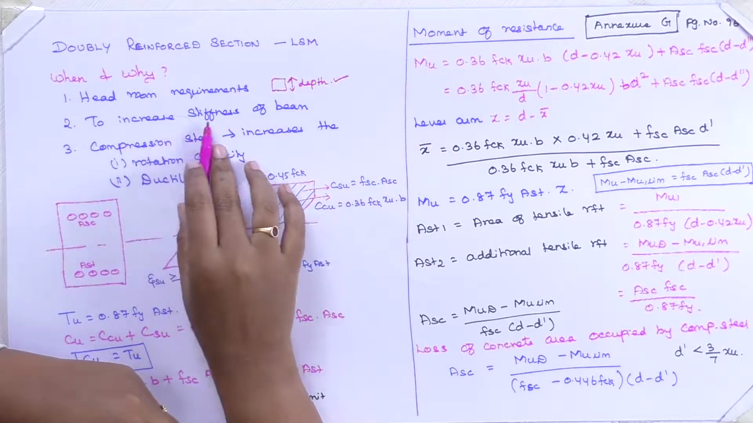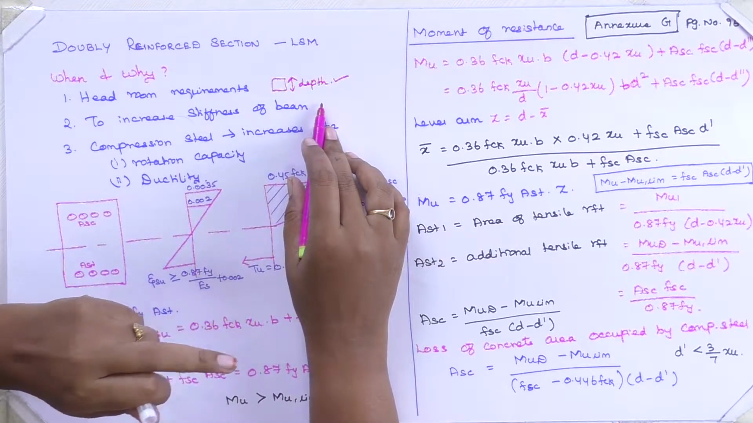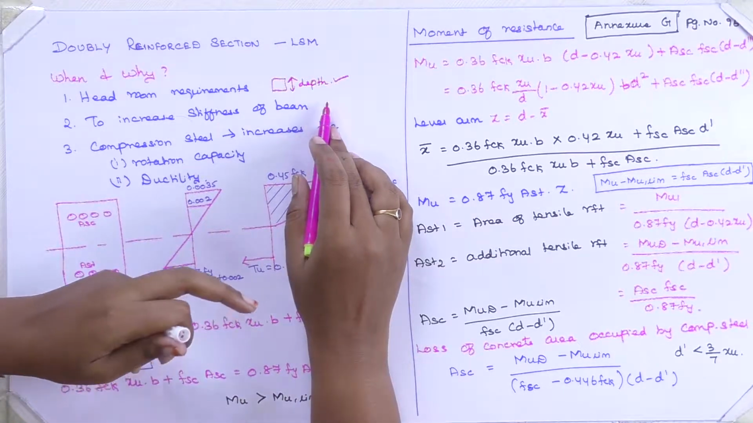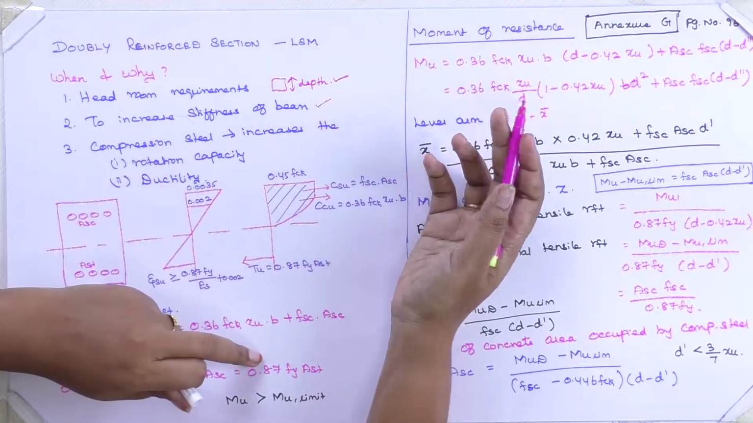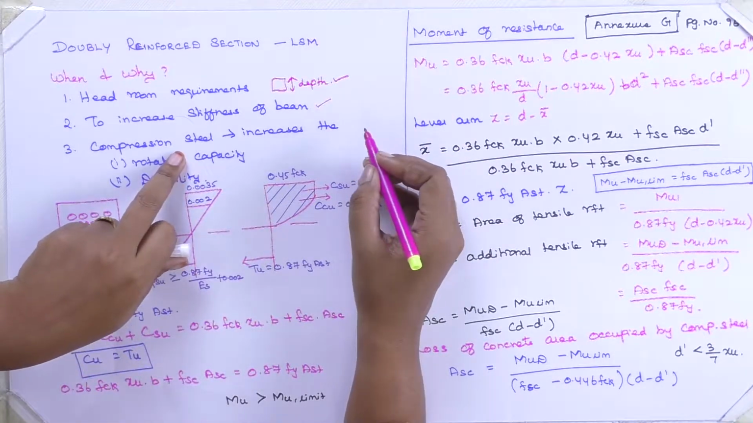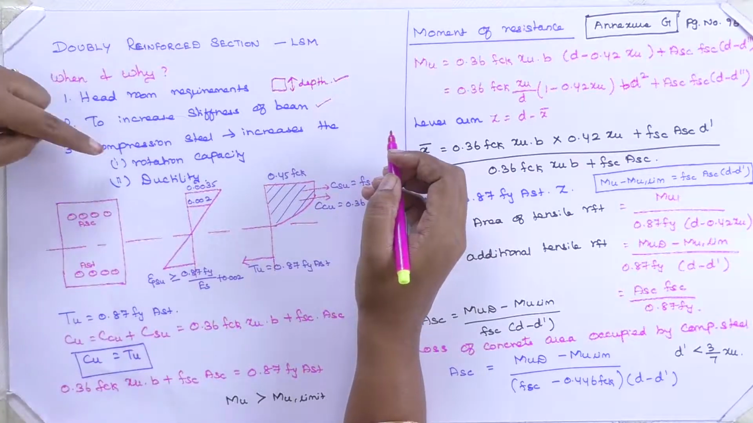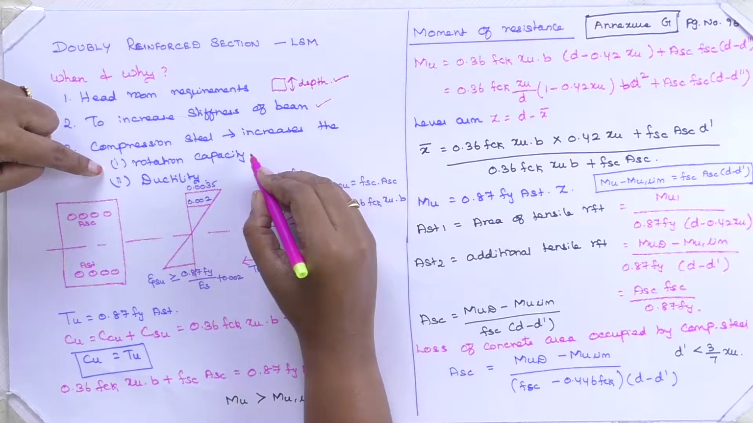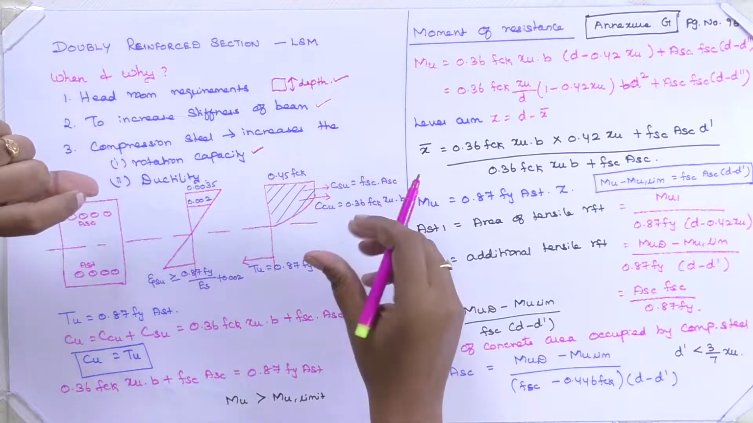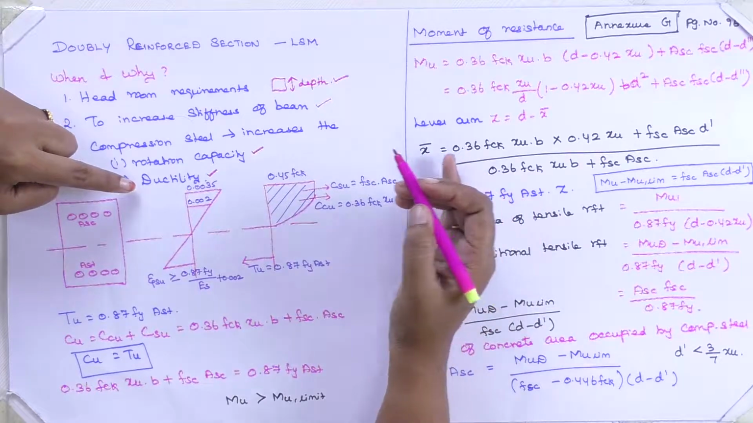Or else, I want to increase the stiffness of my beam. If the stiffness is low when it is singly reinforced, I need to increase my stiffness. That is, my Mu is greater, I need to increase my stiffness. I can go for a doubly reinforced section. Or else, we provide compression steel in the doubly reinforced section. What will it do? It increases the rotation capacity of the beam, and it also increases ductility.